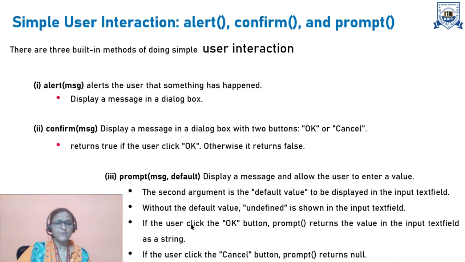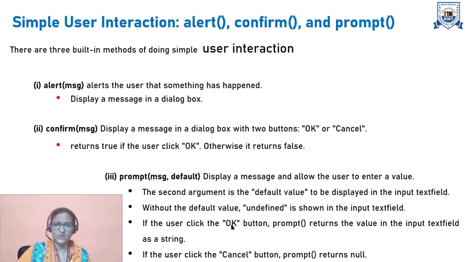The third one is prompt. It takes two things: one is the message and one is a default value. It displays a message and allows the user to enter any value. The second argument is the default. We can provide any default value, which will be displayed in the input field. If we do not provide a default value, it shows undefined. So we have to provide something over there.